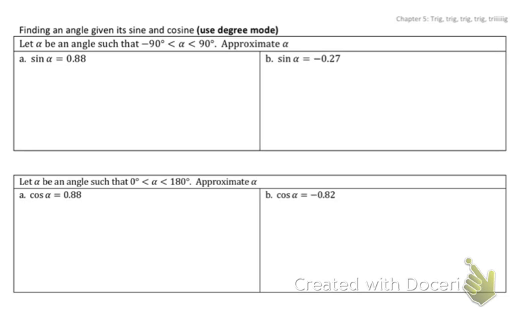All right. I'm supposed to find, sine alpha equals 0.88. I'm supposed to find alpha. I'm going to use degree mode. And we know to use degree mode because I told you to use degree mode. It's the only way you're going to know. All right, we're going to use degree mode.